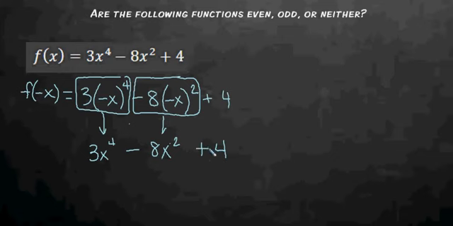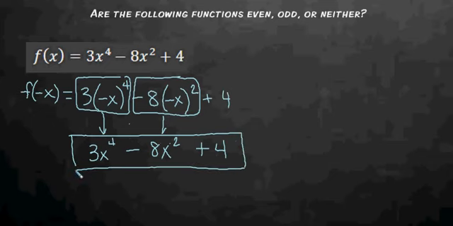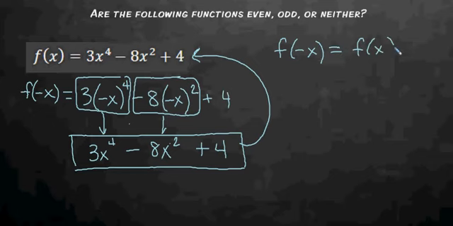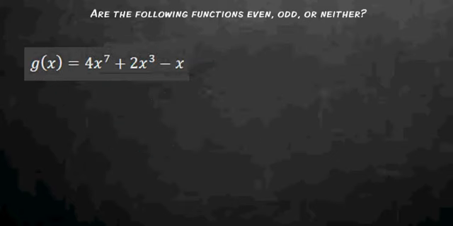Okay? If I look at this function that I got after I put all my negative x's in and I cleaned it up, if it was in fact identical to my original function, then we could say that f of negative x is the same as f of x. And if that's the case, then we can assume that our function is in fact even. Okay? Let's take a look at another example.